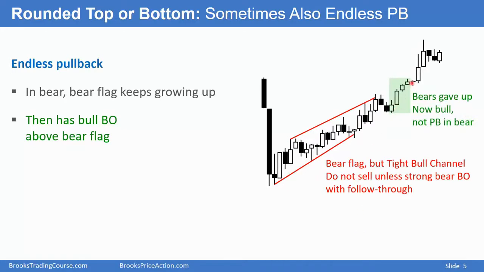Four consecutive bull bars, the bears gave up. And at this point, there's consensus that this is no longer a bear flag in this bear trend. It's now a bull trend. Even though we did not get above the top of the sell climax, this is a consensus. This is the bears giving up and the bulls getting confident.